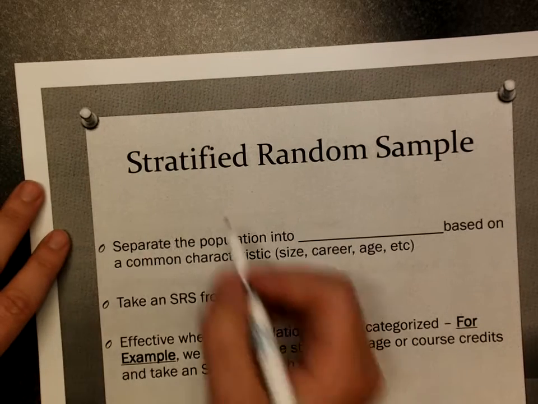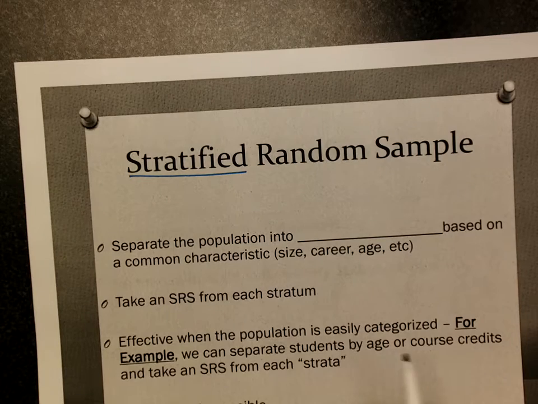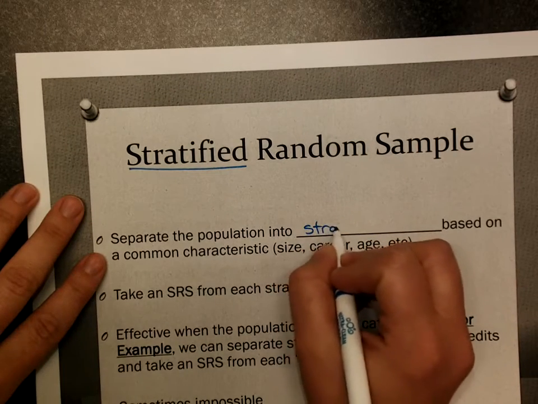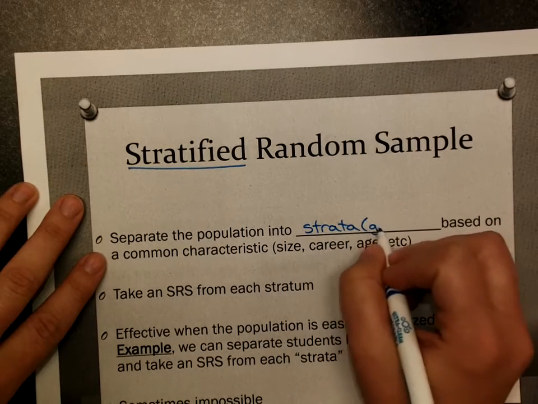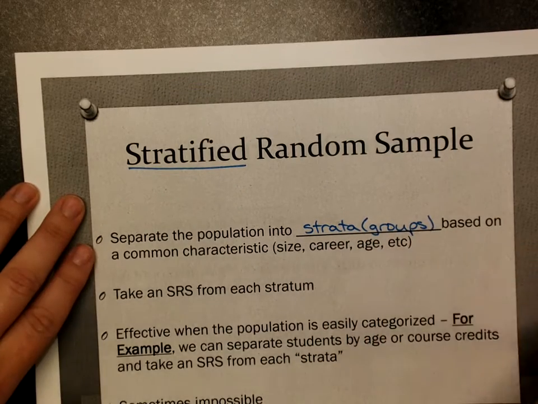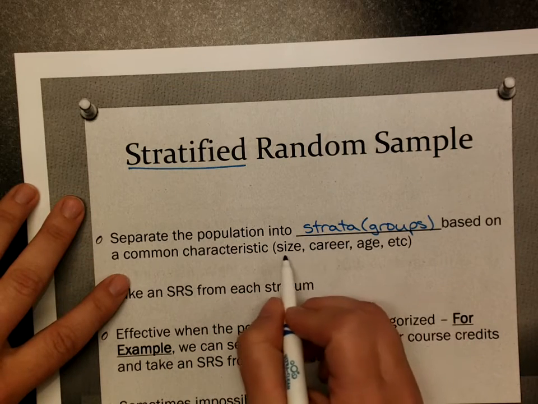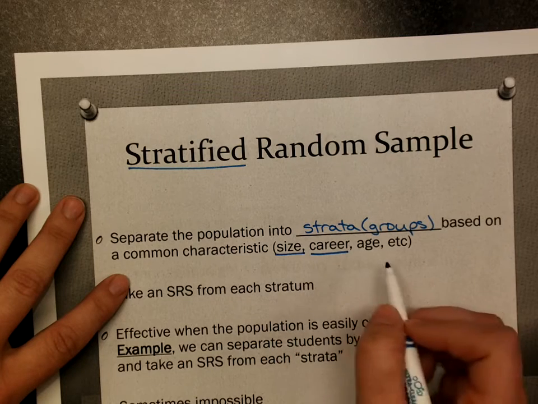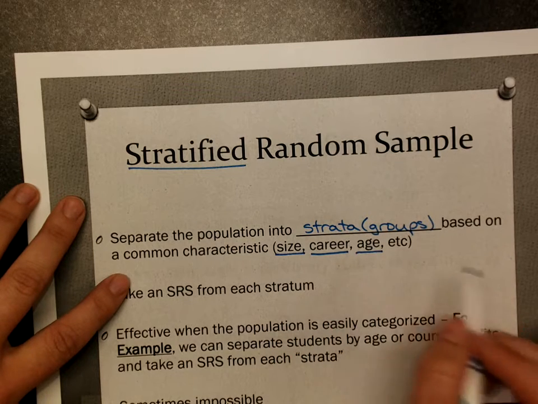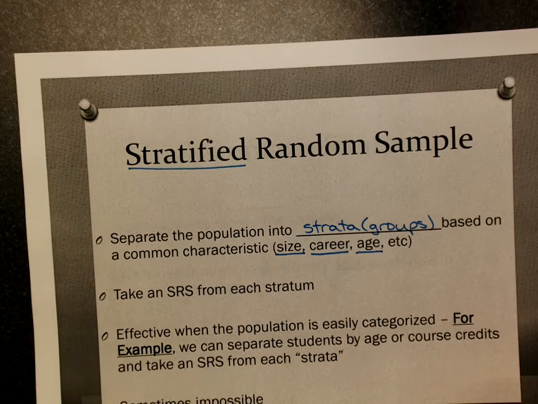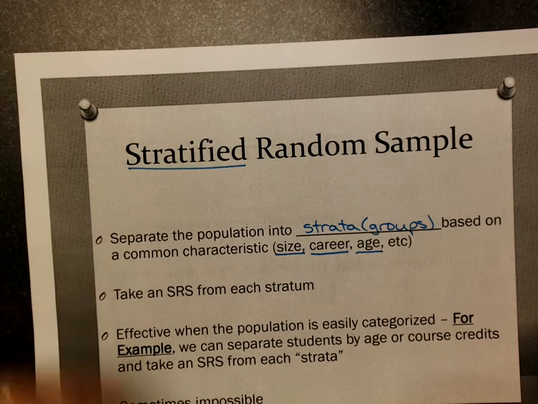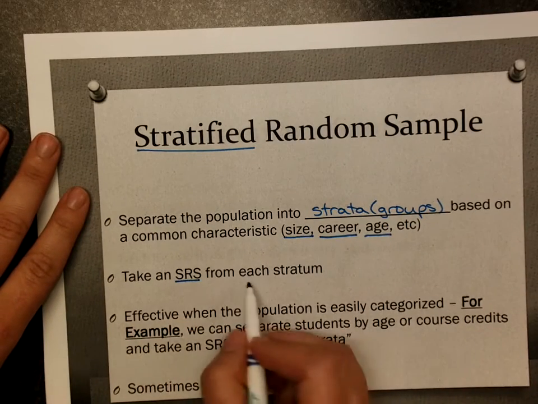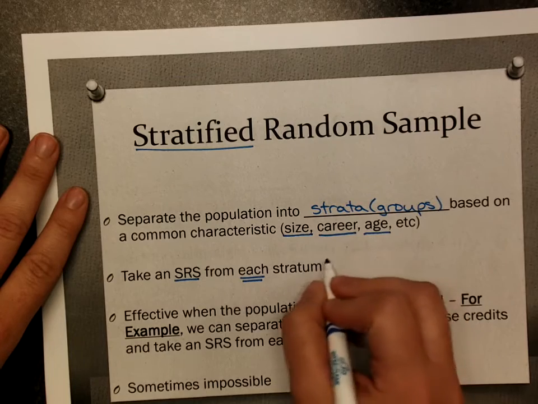So a stratified random sample is when you separate the population into what are called strata, which the word we like to use is groups, based on a common characteristic. So I might sort something by size, I might sort people by their career, their age, their weight, their height. There's all kinds of different ways to sort people, smallest to biggest, or different career paths, or whatever it might be. Then you take a simple random sample from each stratum, which again just means group.